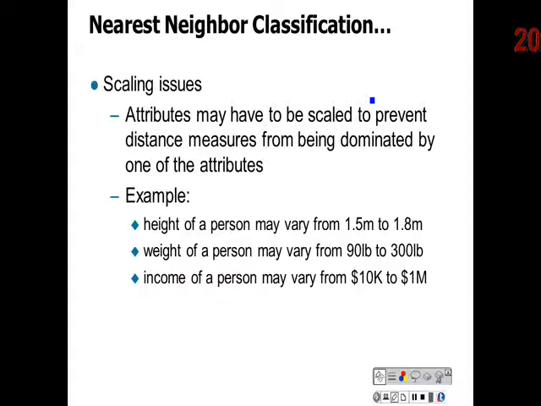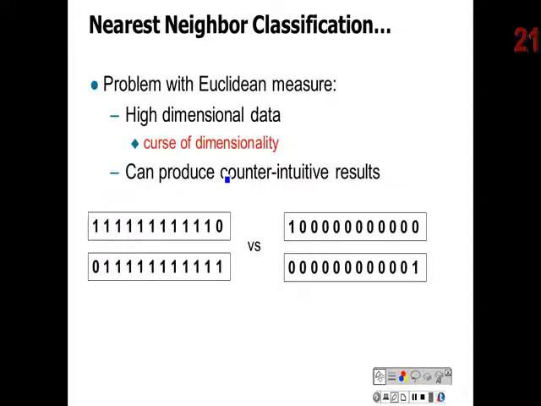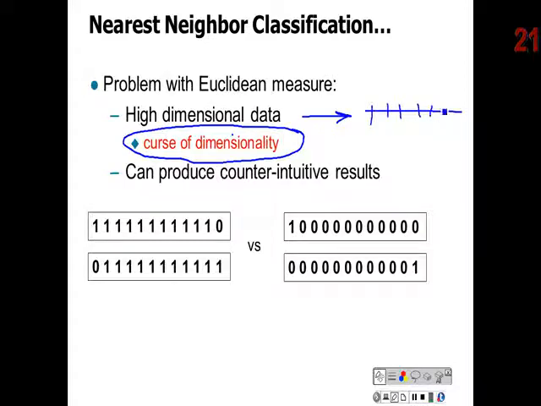Scalability also is another issue. The attributes may have to be scaled to prevent the distance measure from being dominated by one of the attributes. So if one of the attributes influences most of your data, this attribute will take over the majority of your classification decision. And that falls into the concept that we talked a little bit about previously, the curse of dimensionality. If you have very high dimensional data, that means a lot of attributes, thousands of attributes, which we didn't see so far, then it's very difficult to use nearest neighbor, because you cannot really intuitively find the results if you classify.